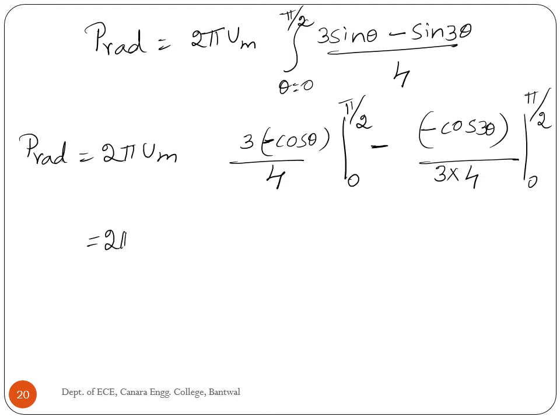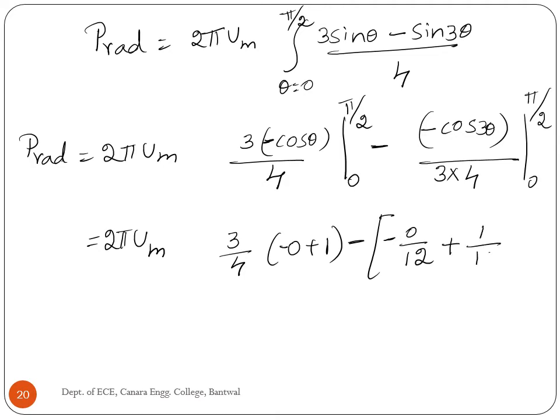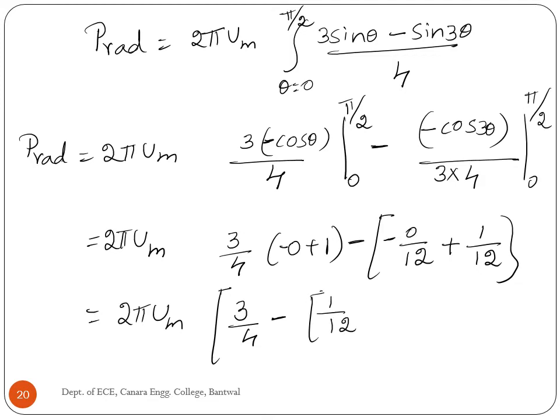Which is equal to 2 pi Um times (3 by 4 minus 0 plus 1 minus of minus 0 by 12 plus 1 by 12), which is equal to 2 pi Um times (3 by 4 minus 1 by 12).